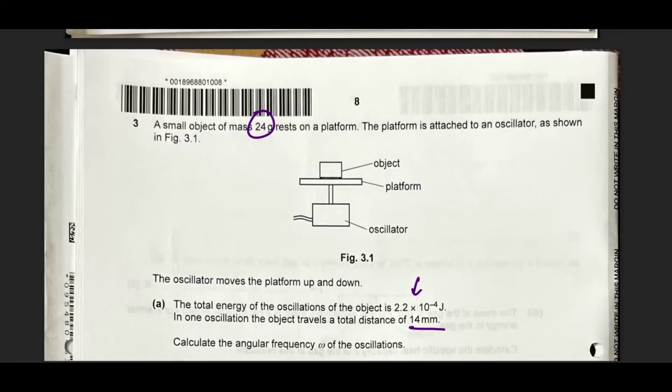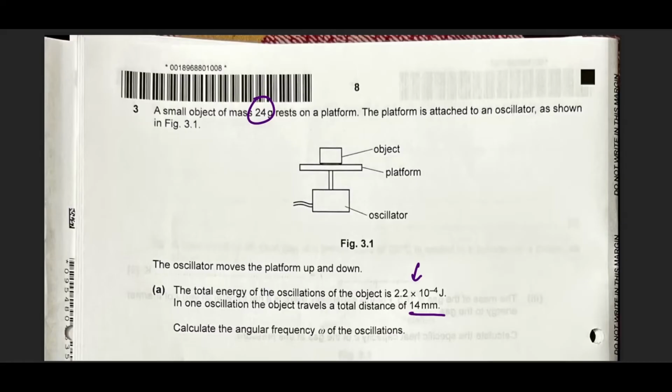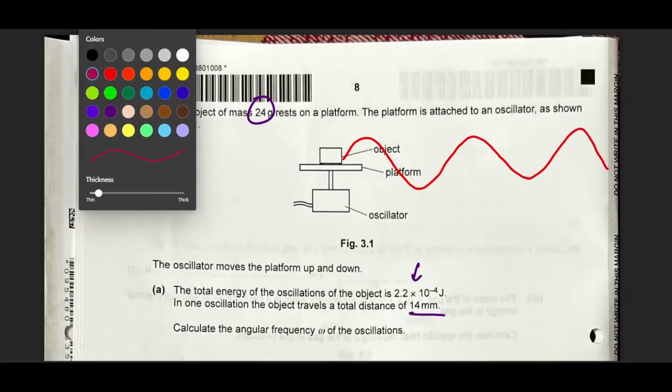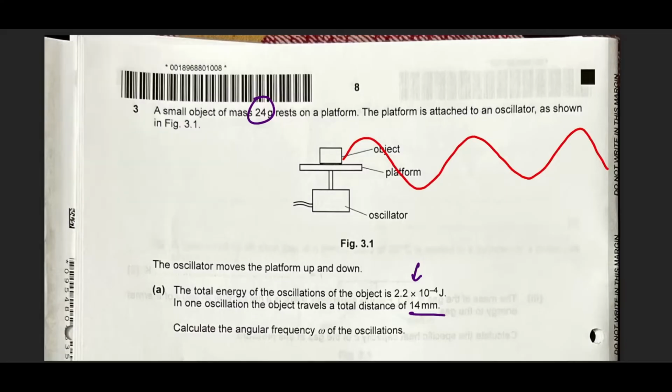How is this 14 millimeters actually going to be visualized? You see, while this oscillator is switched on, this object is going to move up and back down again. Move up, back down again. It's going to continue doing this. So if you visualize it as a wave, it looks something like this. And the total distance the object is going to cover is 14. So considering the mean position like this one, it goes up, comes down back again and goes back to the original position, covering a total distance of 14 millimeters.